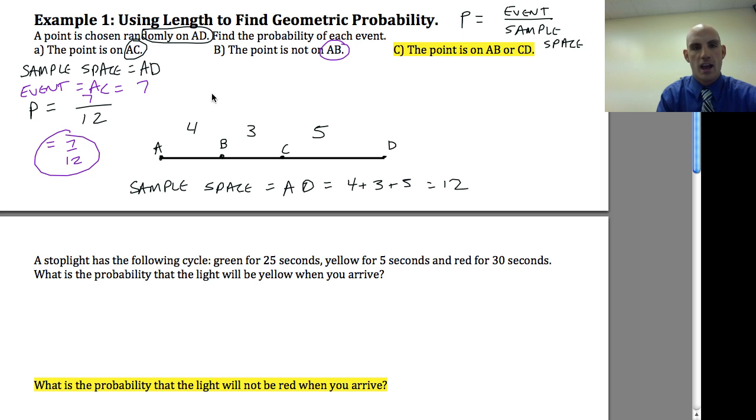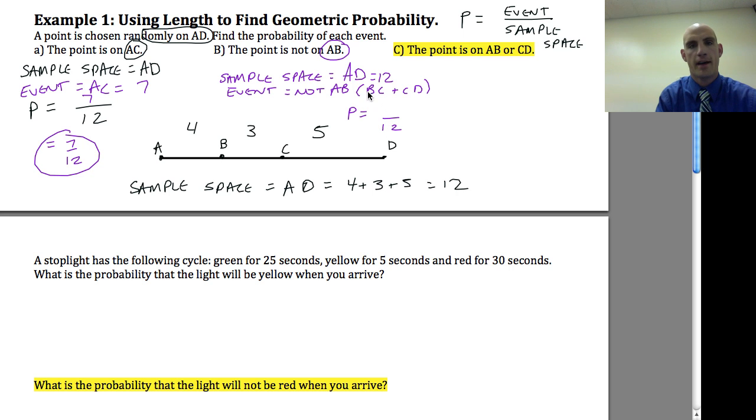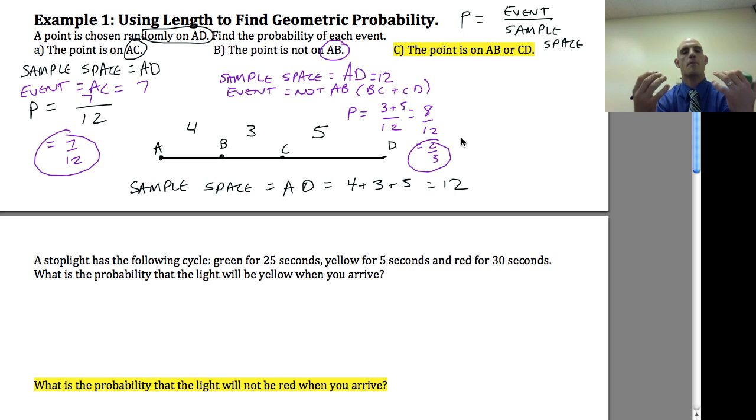What about if the point is not on AB? Well, my sample space is equal to, well, still AD. My event is not AB, so that means that could be BC or CD. So my probability is equal to something out of 12 still, and that's going to be BC plus CD. Well, that's 3 plus 5 equals 8 over 12 equals 2/3. Okay? And so that's my sample probability right there.